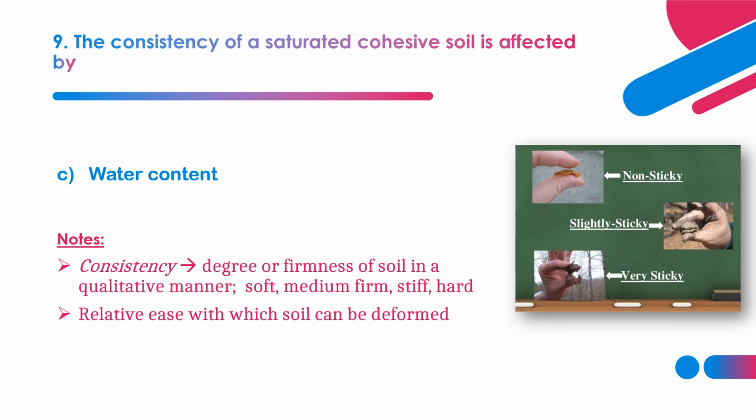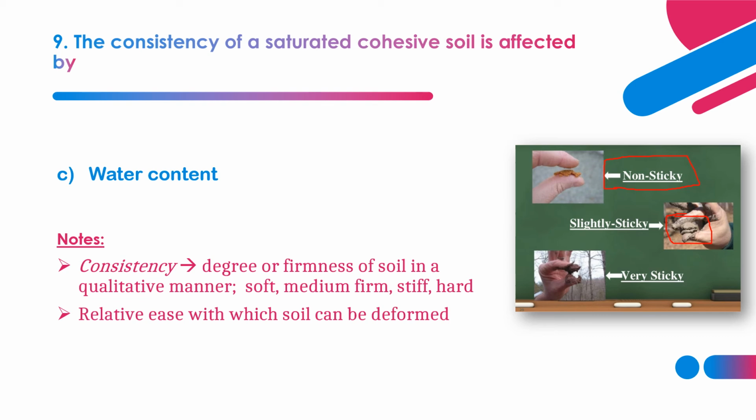Consistency is nothing but the degree of firmness of soil. You can see in this diagram, non-sticky soil does not adhere to the outer environment, like this in the hand. Slightly sticky means the soil particles will stick to the hand. Very sticky means something like plastic clay.